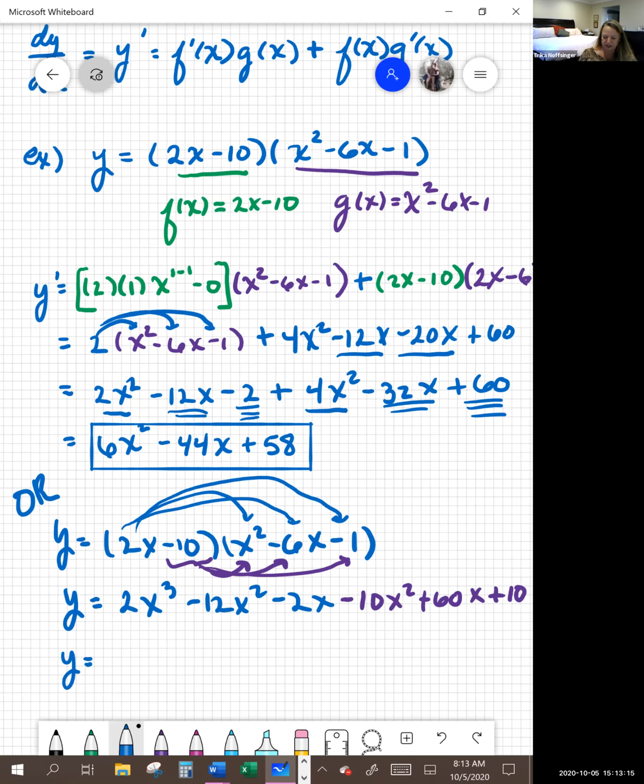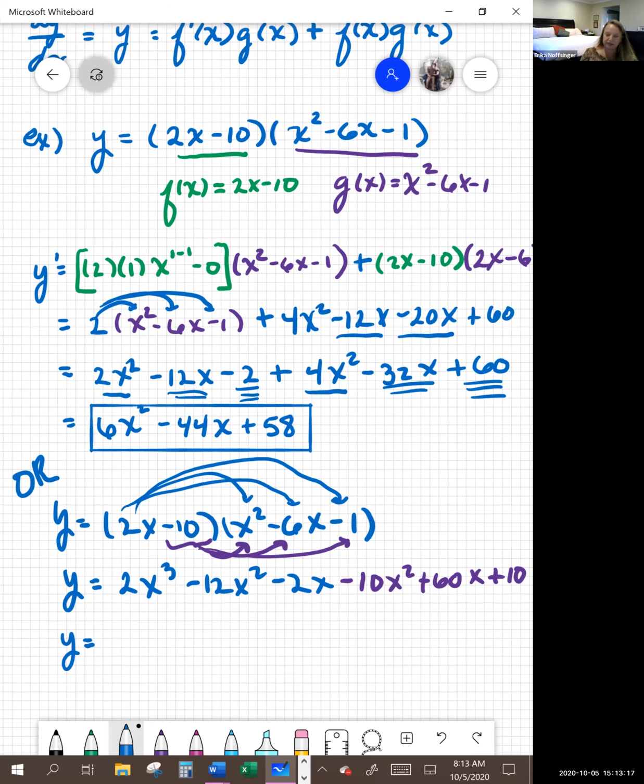So before we take the derivative, let's combine like terms. Notice that there is no other term that has an x cubed with it, so we're going to bring down the 2x cubed. We have a negative 12x squared minus a 10x squared, that's a negative 22x squared. A negative 2x plus 60x, so that's plus 58x. Oh, we haven't taken the derivative, sorry. Plus 10.